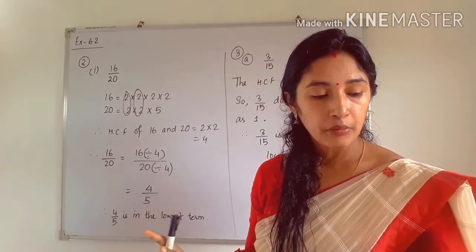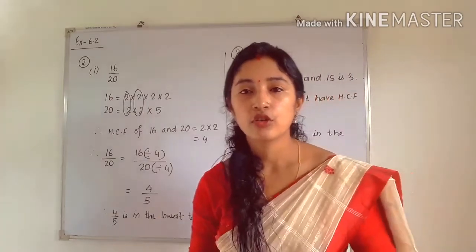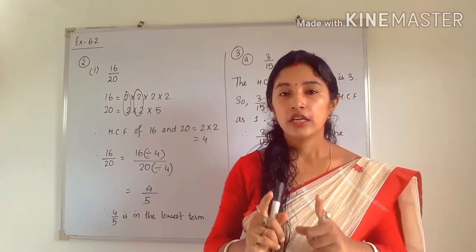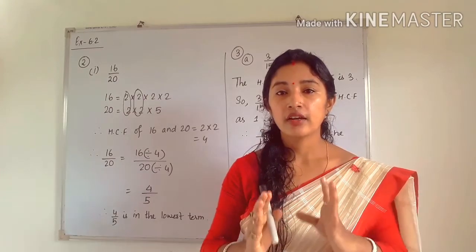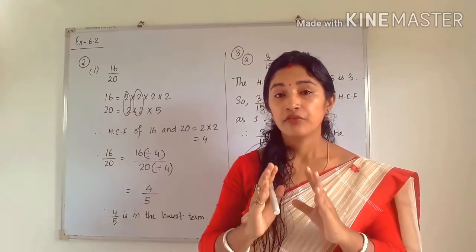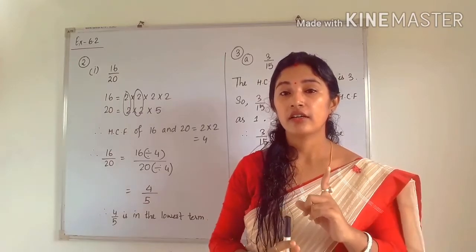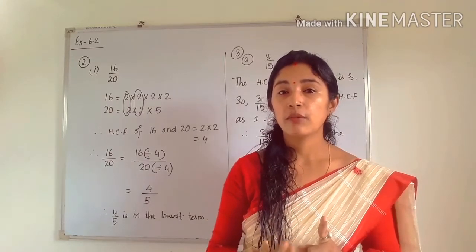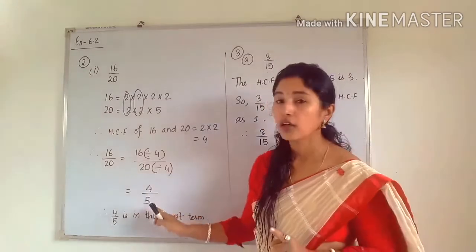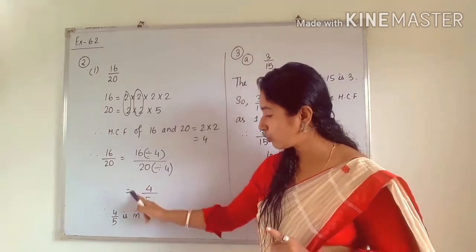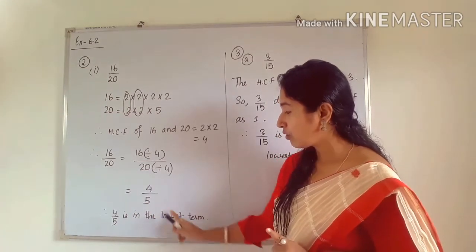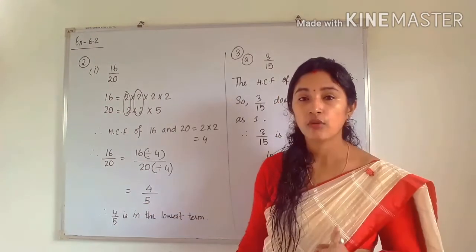See here in number A, 3 by 15 is there. So first of all you have to check that 3 and 15 have only the common factor 1. If they have only one common factor, that is 1, then we can say that 3 by 15 is in its lowest term. Like I have already told you that 4 by 5 is in the lowest term because they have only one factor in common, that is 1.